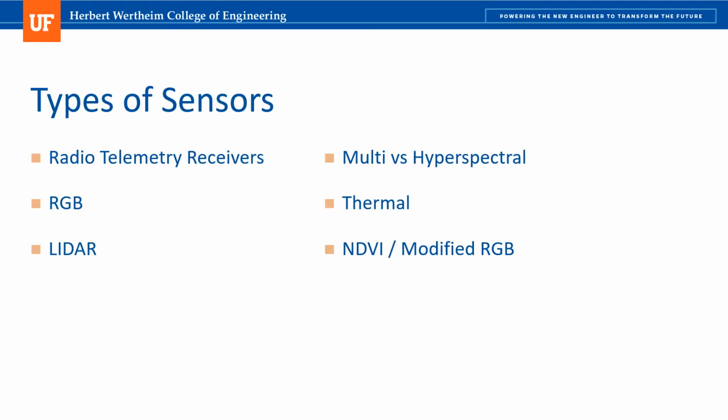Here's a quick list of some common sensors used in wildlife research. Radio telemetry receivers detect tracking tags, while RGB cameras are used to photograph areas. LiDAR uses laser range-finding technology to create an accurate scan of the area, where multispectral, hyperspectral, thermal, and NDVI cameras detect light outside the visible range.